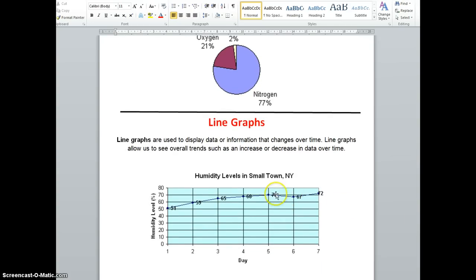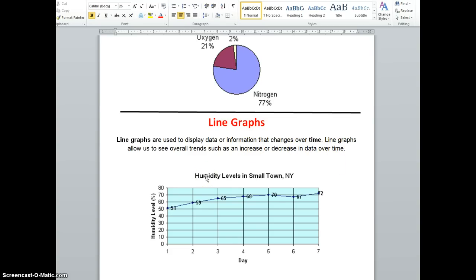Lastly, we're moving on to line graphs. Line graphs are used to display data or information that changes over time. Time is the important word here for line graphs. Line graphs represent changes over time. That's important for us to know. And line graphs allow us to see overall trends, such as an increase or a decrease in data over time.